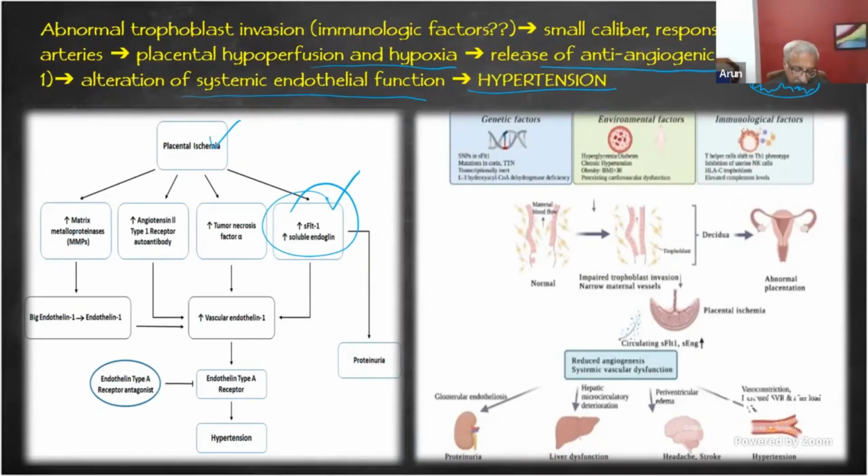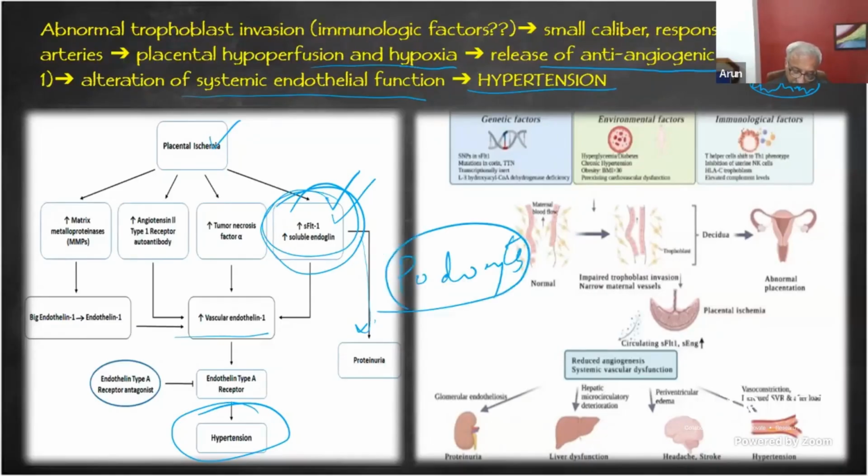So this leads to an increase in vascular endothelin 1, which acts on the endothelin type A receptor and all those things, and ultimately leads to hypertension. And this also leads to proteinuria. If we want to go further, these things are produced by podocytes. All right. Podocytes are there in the kidneys, and this is one of the reasons that leads to proteinuria.